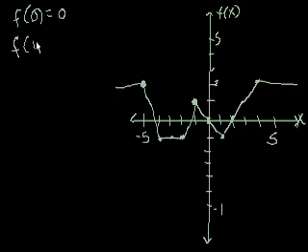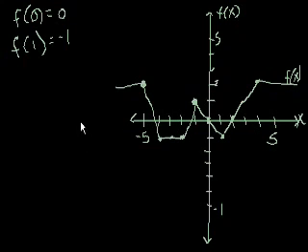F of 1 is equal to, well, we go to x equal to 1, and we just see where the chart is. Well, it equals -1, right? I think you get the idea. This isn't too difficult, but this is a function definition. So we've defined this graph right here as f of x, right?